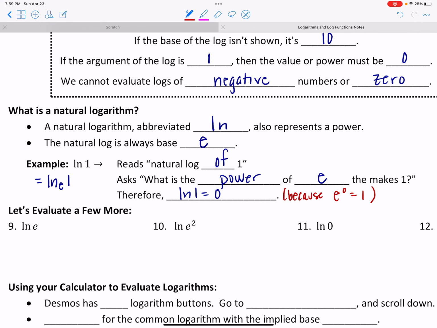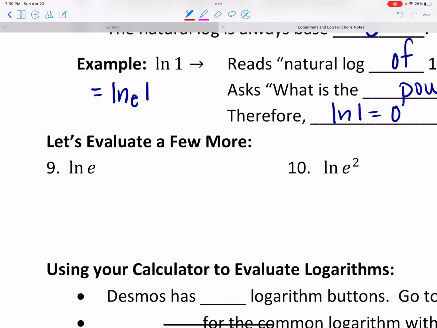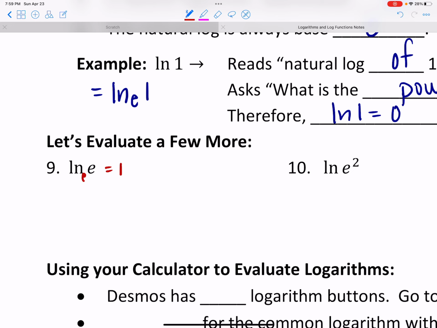Okay, so let's practice just evaluating a few more. If I asked you for the natural log of e, remember there's this invisible base e here. So the question is, e, that invisible base, raised to what power is going to make the argument, which is also an e? Well, if I want to raise something to the first power, it's the only way I get back to that something. And so this is going to be equal to 1. If our base and our argument are equal, this is going to have to end up being a 1.